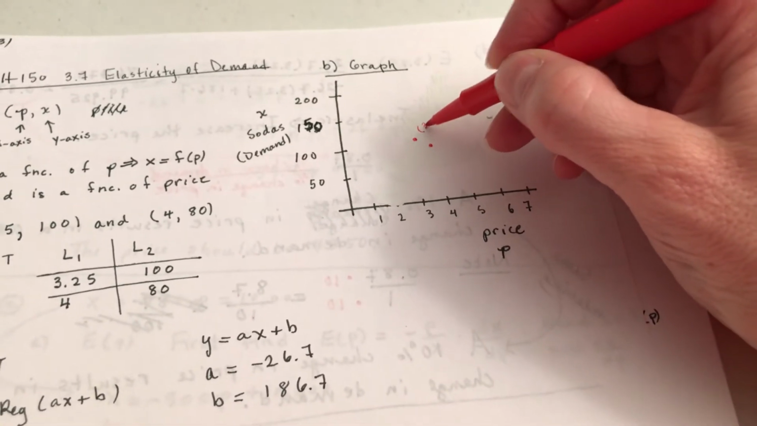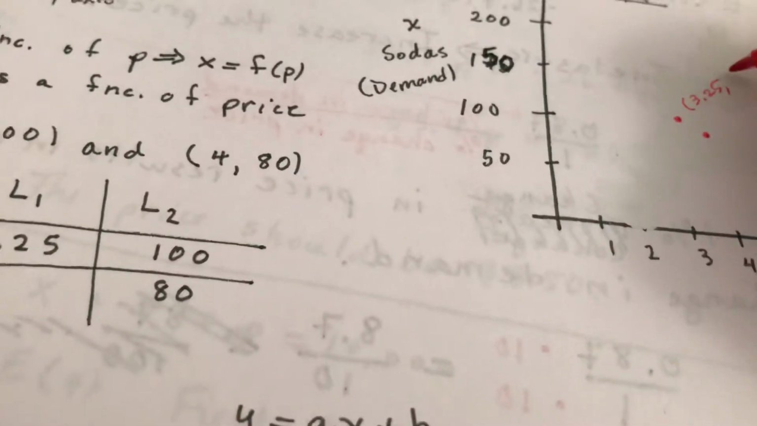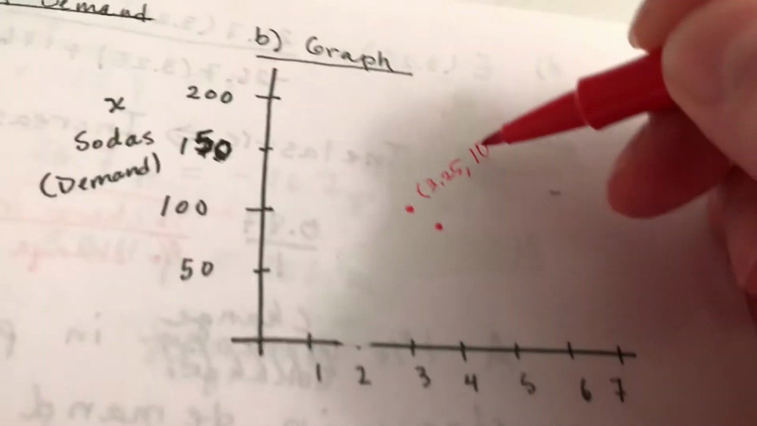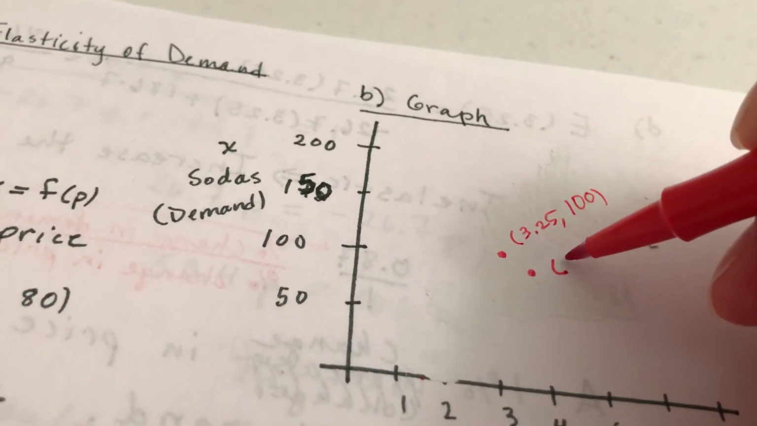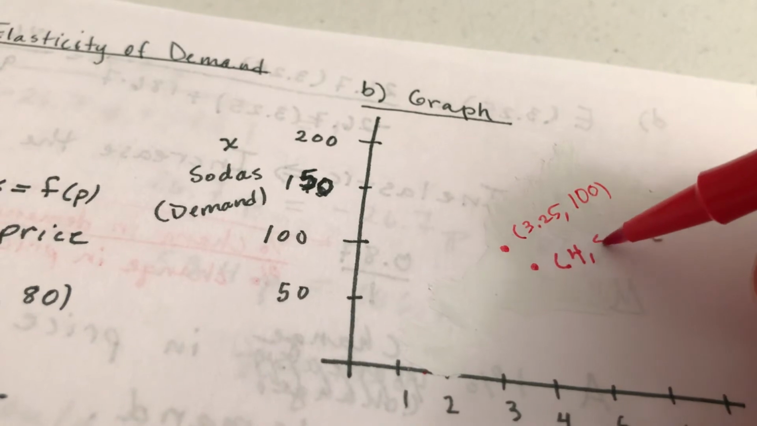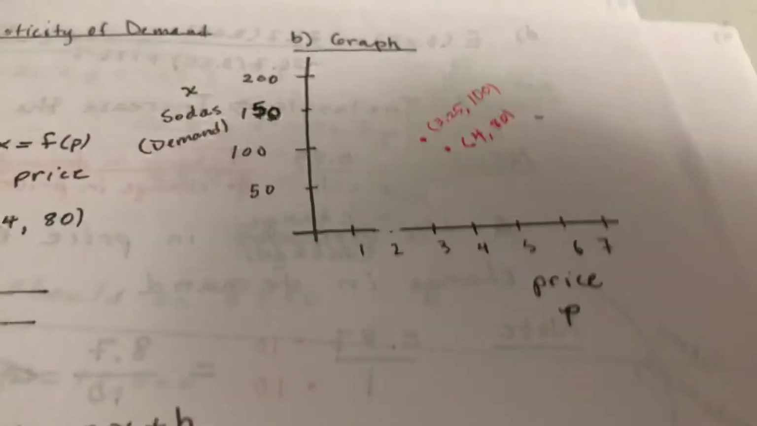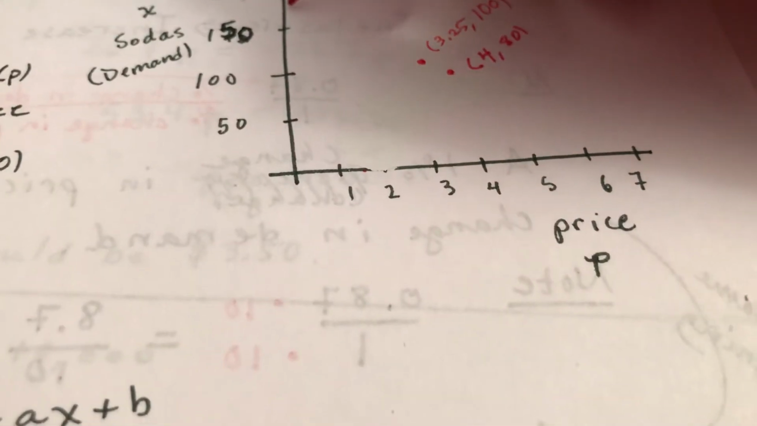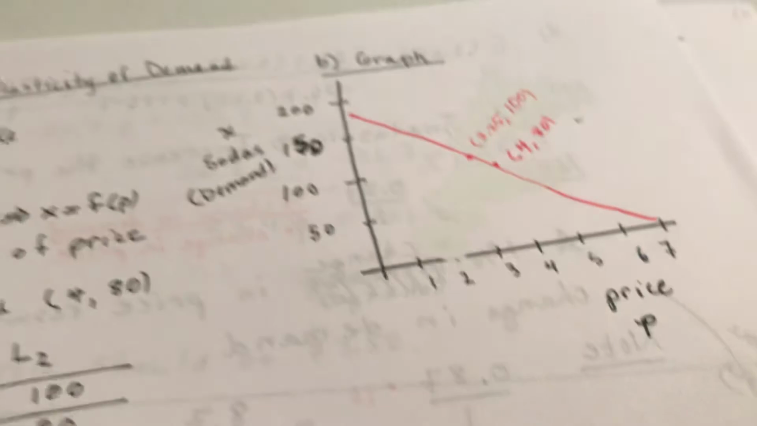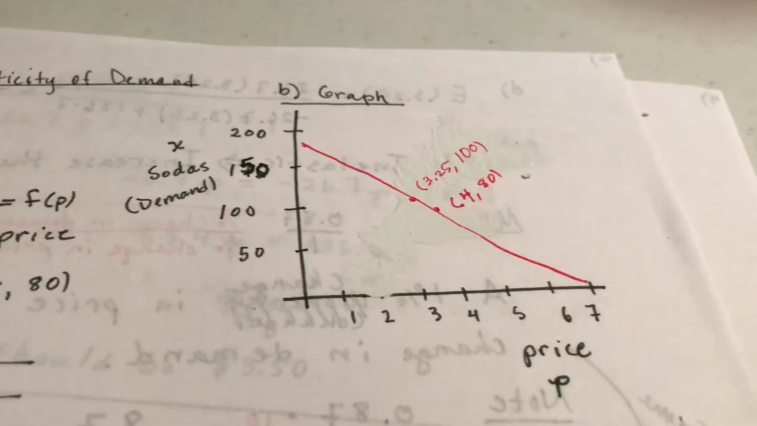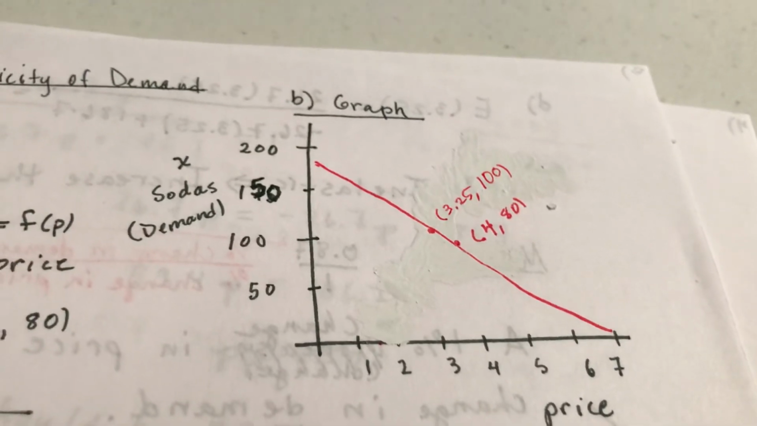So this is 3.25 comma 100, and this is $4. It just takes 2 points to graph a line, and I'm going to try to connect these. There we go. And there is our equation. That is our demand equation.